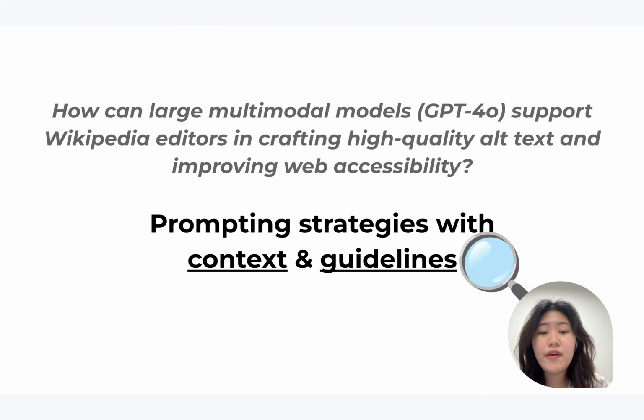Thus, in this ongoing work, we evaluate the quality of alt text generated by a large multimodal model, GPT-4o, to explore how generative AI can support Wikipedia editors in crafting higher quality alt text and improving web accessibility. We test several prompting strategies to identify which approach produces the best results. Specifically, we adapt Wikipedia's alt text guidelines and assess how explicitly incorporating these rules into the prompt will affect the quality of the generated alt text. In addition, we examine the role of image context, as studied in previous work, to better understand how providing surrounding text around the image will influence the quality of the generated alt text.